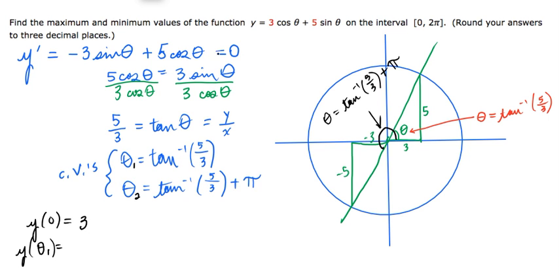It's equal to 3 times cosine of theta. Now, I'm going to write theta 1 instead of actually writing out tangent inverse 5/3. So 3 times cosine of theta plus 5 times sine of theta 1. And I just left it as theta 1 because I can get those off this graph.